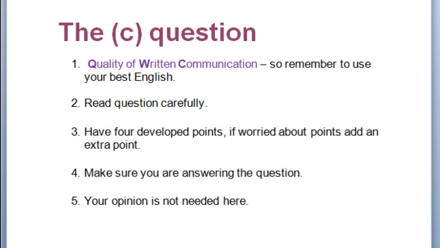And seeing as we went through a lot, I've just put them into some points for you so that you can remember. So number 1, quality of written communication will be checked here. So remember to use your best English. Number 2, read the question carefully, like we said with the B question as well, and all the other questions. Try and read it twice. Number 3, for this section, make sure you have 4 developed points. If worried about your points, just add an extra one.